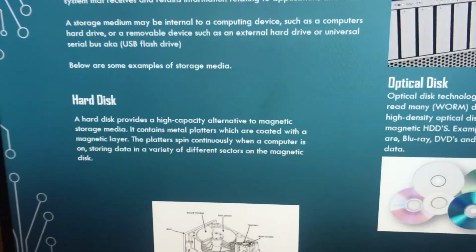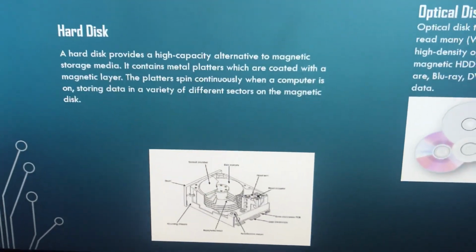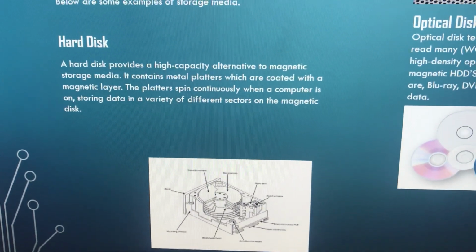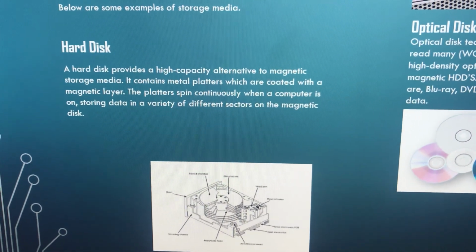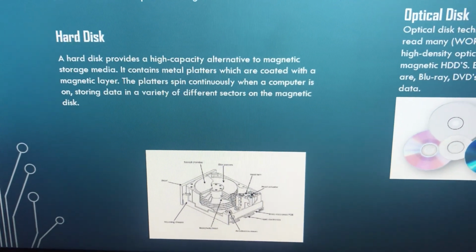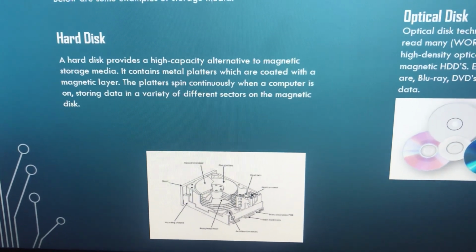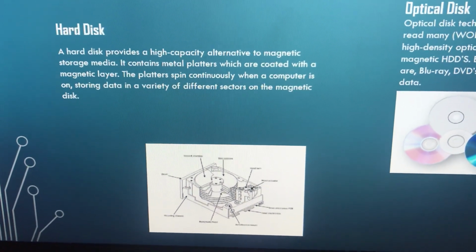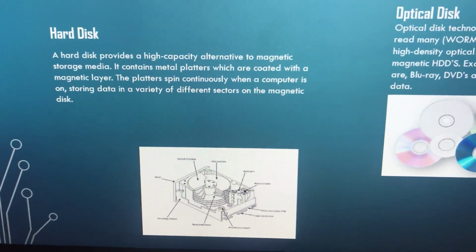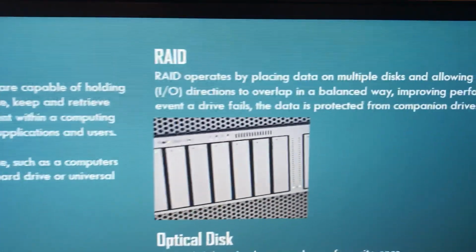And here are some examples. A hard disk. A hard disk provides a high capacity alternative to magnetic storage media. It contains metal platters which are coated with a magnetic layer. These platters spin continuously when a computer is on, storing data in a variety of different sectors on the magnetic disk.